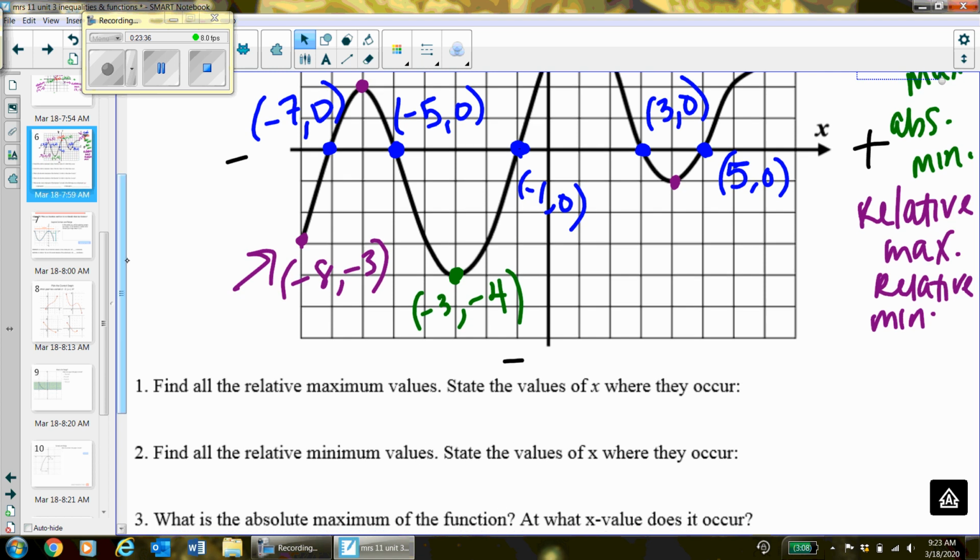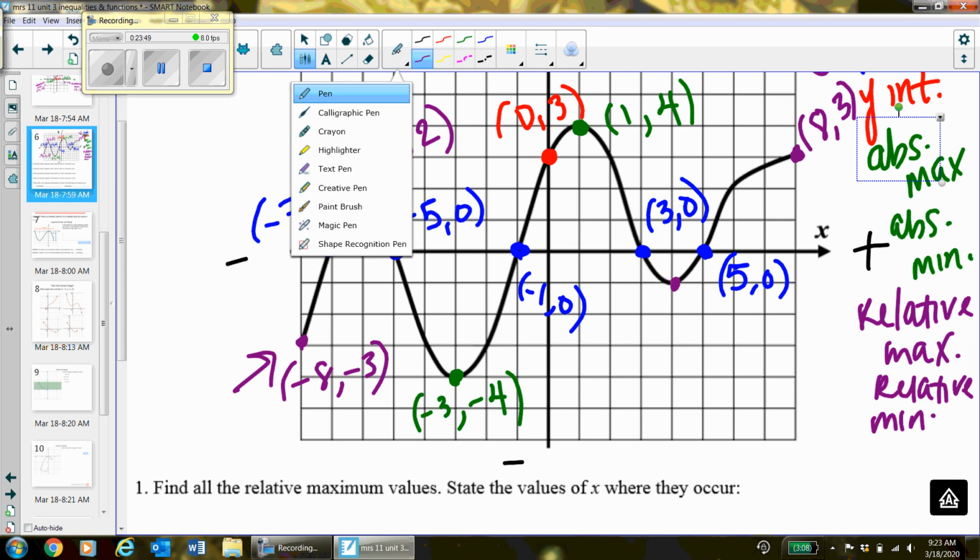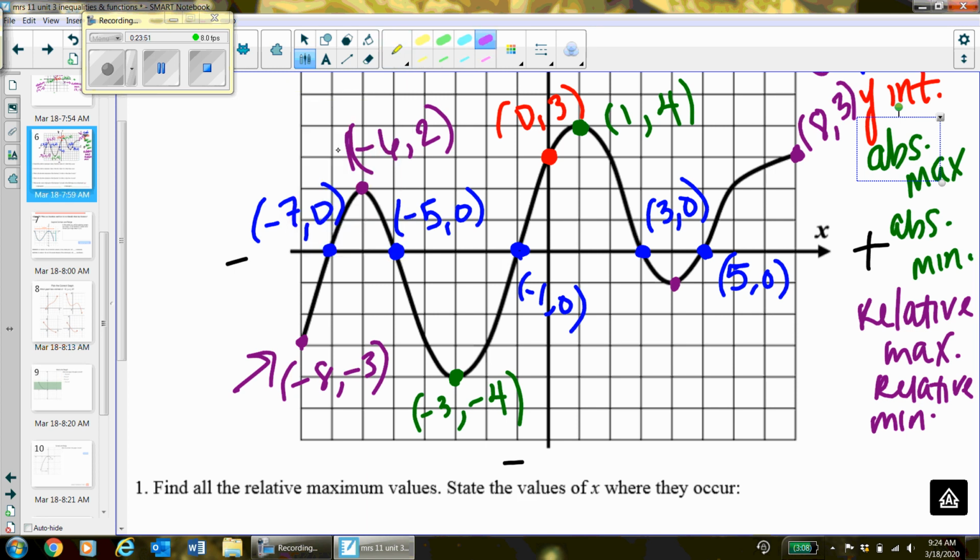So relative maximums, probably should have did these in different colors, but it's cool. Relative maximums, I'm looking at the top of my graph for purple. I see 2, okay? Let's highlight those. All right, so I have a relative maximum x value here and a relative maximum x value here.